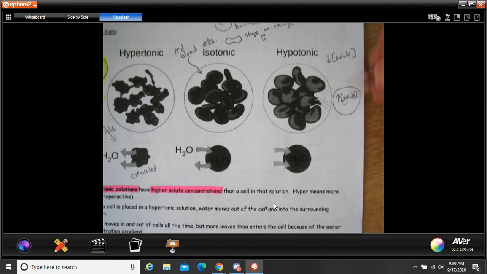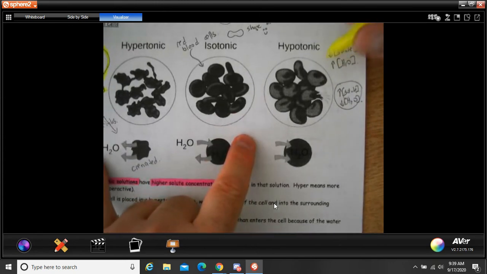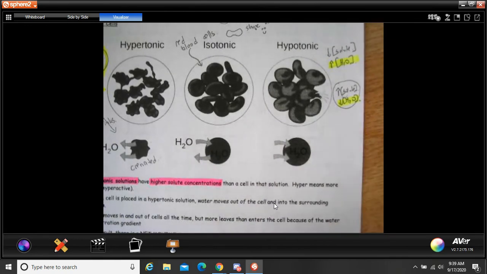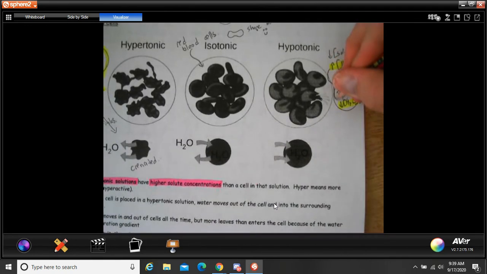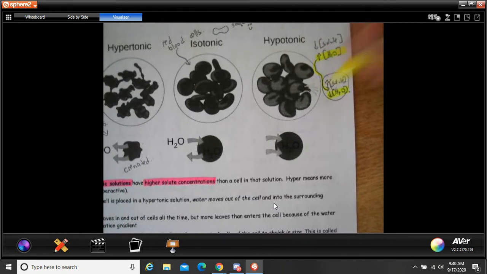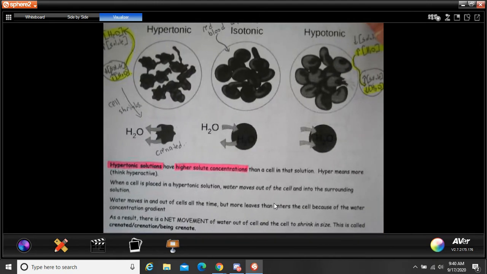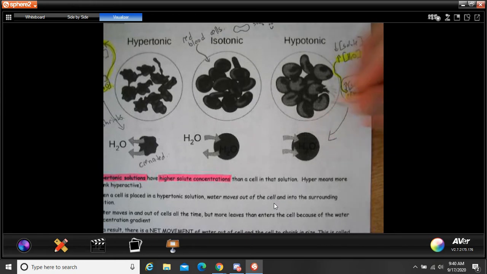And then since these are proportional for concentration, if this is low solute, this means it's high water. If this is high solute, this means that it's low water. Then we establish where there's high water and low water to see if there's a gradient, and there is. Water travels from high to low. So in this case, the water will be traveling through the selectively permeable membrane into the cell. And instead of shrinking the cell, it's going to cause the cell to swell, which means it gets bigger.